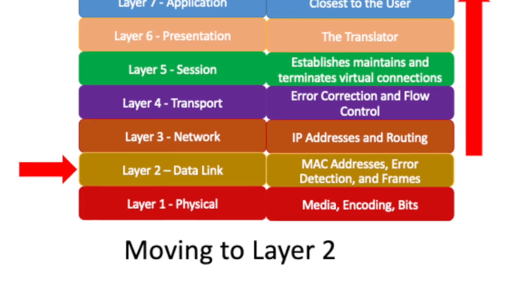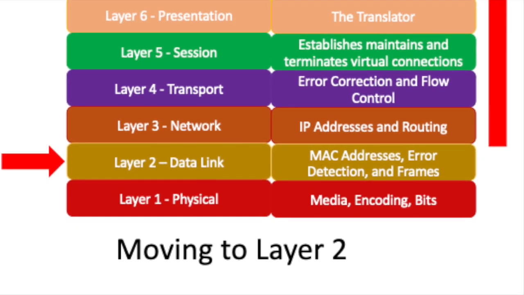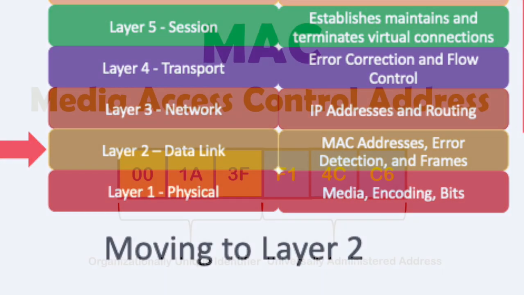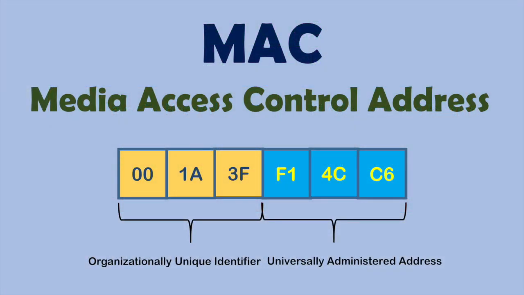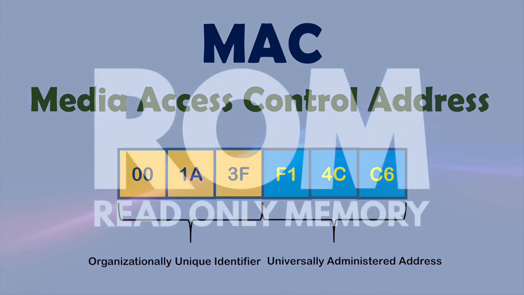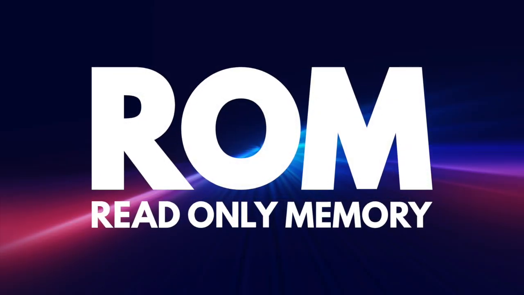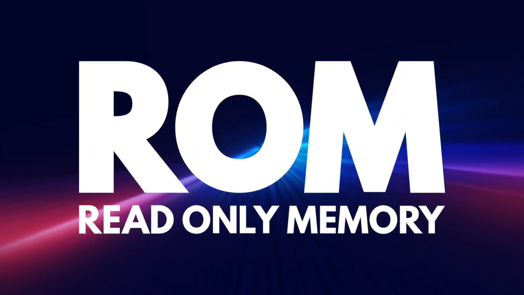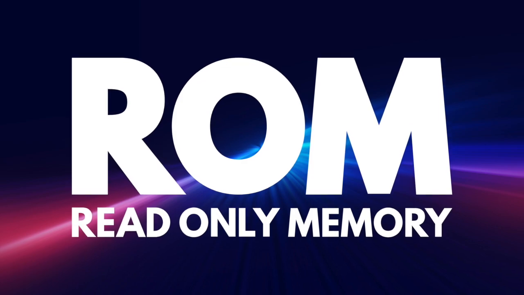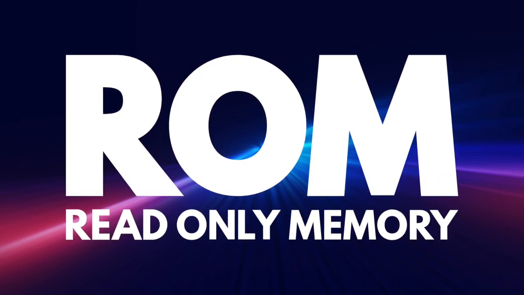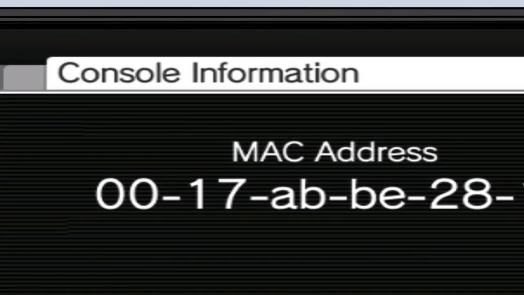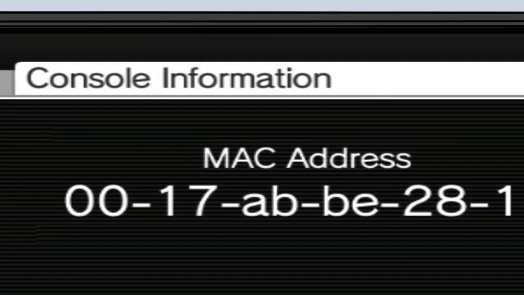This layer is responsible for media access control, MAC addressing, as well as error detection in frames. MAC addresses are 48-bit addresses written as 12 hexadecimal digits. These addresses are programmed into the read-only memory, ROM, of the NIC by the manufacturer and are used to identify a particular device on a network. Both the destination and source MAC addresses are required for the transmission of frames on a network.